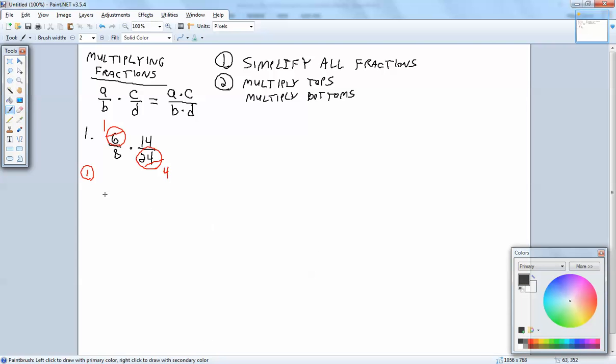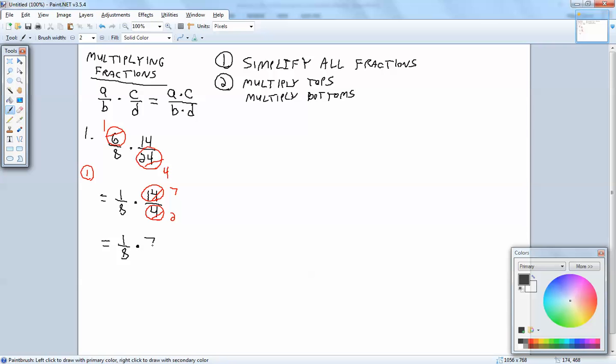And I'll always show a lot more steps than you need to. But let's see what we have left. 1/8 times 14 over 4. Okay. And again, we're looking for a number on top, a number on the bottom. Doesn't matter. They don't have to be in the same fraction. They can be. Here we got 14 and 4. Those are both divisible by 2. 14 divided by 2 is 7. 4 divided by 2 is 2.